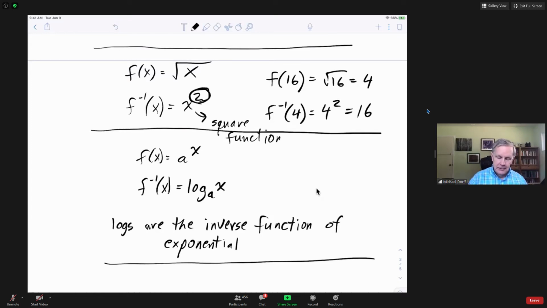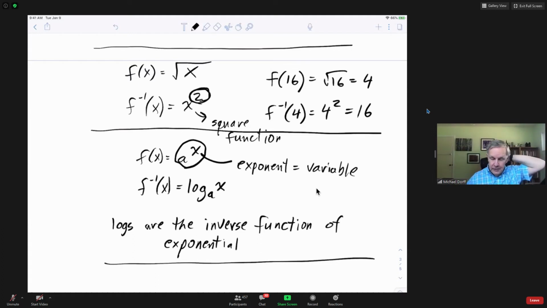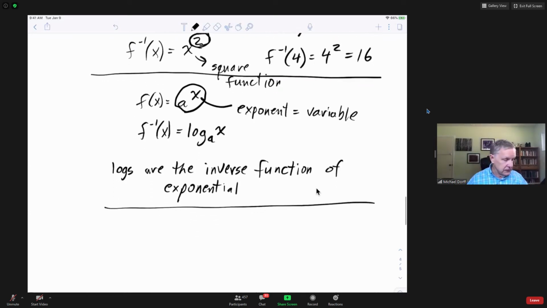An exponential function is one where you have the exponent equals the variable. The variable is the exponent. So really good question there. So logs are the way to undo an exponential function.